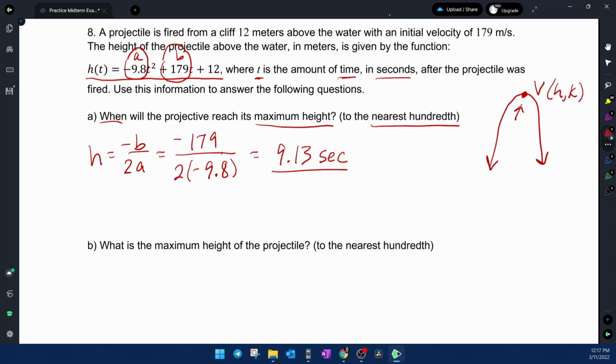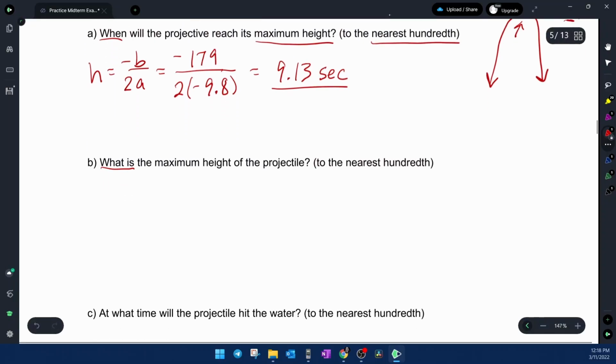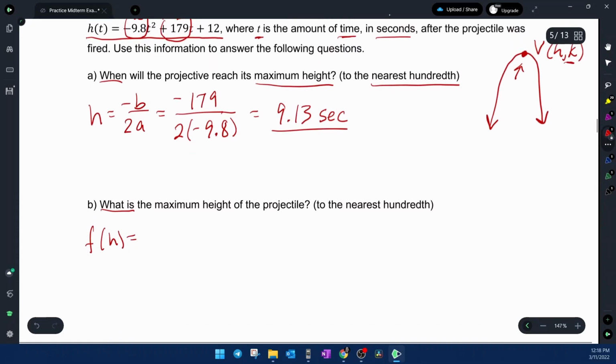Part B, what is the maximum height? Well, that would be the k coordinate of the vertex. And remember, to find k, you need to evaluate f of h. Okay, but in our function, that is h of the time. So instead of f of h, that's going to be h of 9.13.